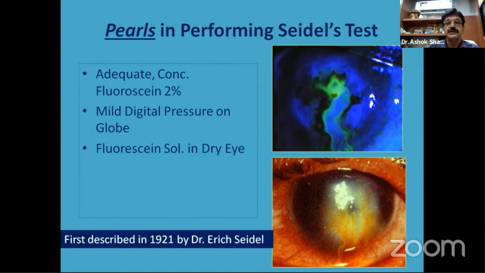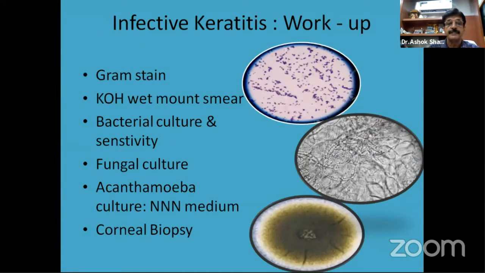We need to put the patient on the slit lamp, put adequate fluorescein solution, and then look with the cobalt blue filter. We will see the green lake, which is because of the dilution of the dye by aqueous, and that clearly confirms the perforation. Sometimes if we are not getting it, we may have to apply slight digital pressure over the cornea. We may have to work up the case completely.